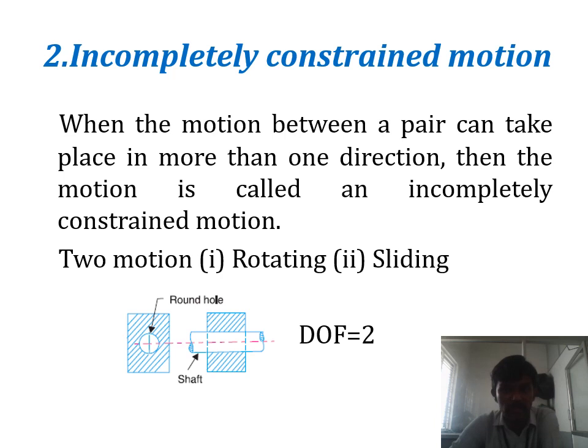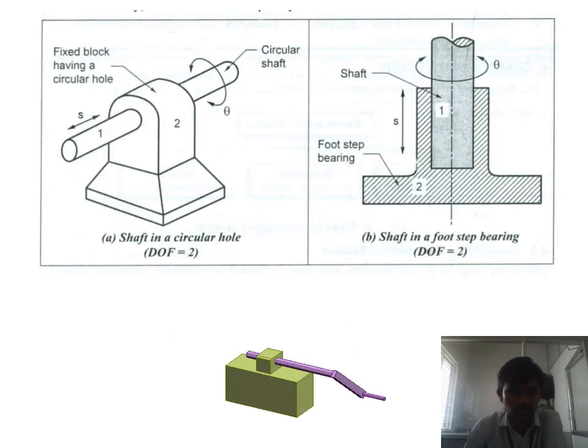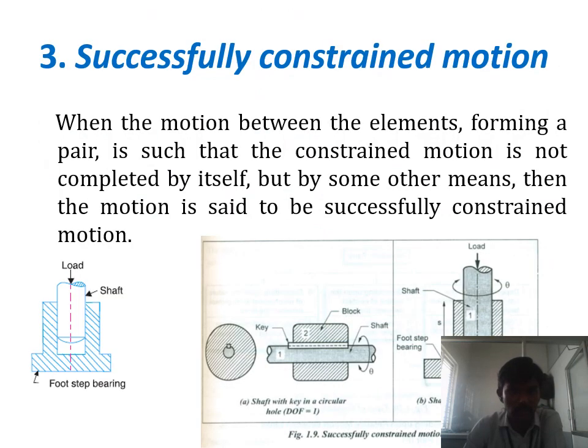Next, incompletely constrained motion. It has two degrees of freedom. If there is a round hole in a workpiece and we insert a shaft, the shaft has two motions: one is rotating motion and the other is sliding motion. So the degrees of freedom is two, and it is incompletely constrained motion. This is another example.